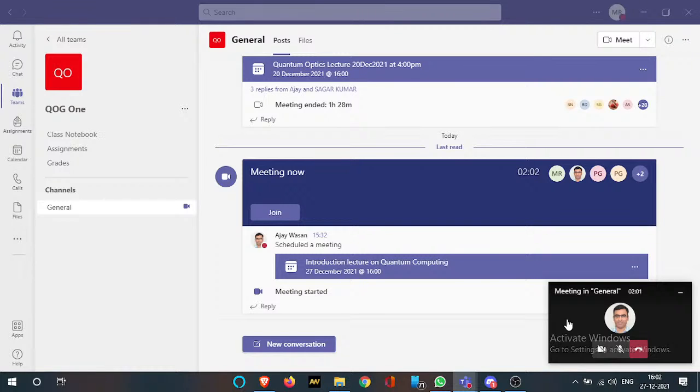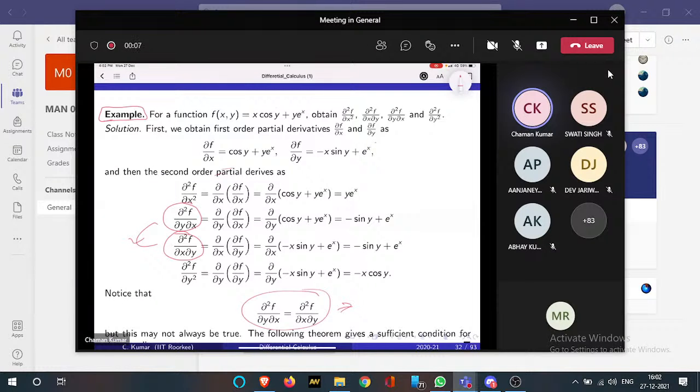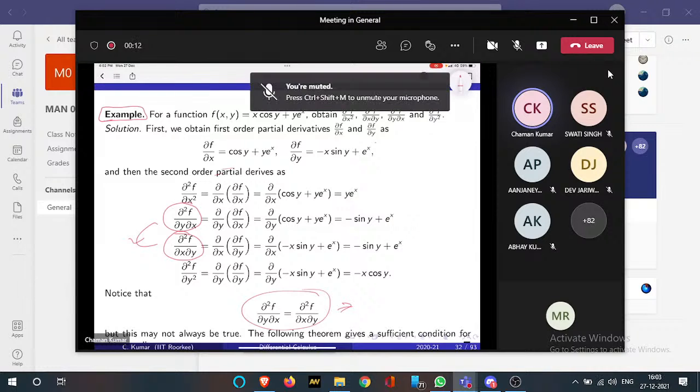Equal. These two are equal. Okay, and in the next lecture we will see what is the reason behind this equality. Okay, so I'll stop here, and if you can ask me.